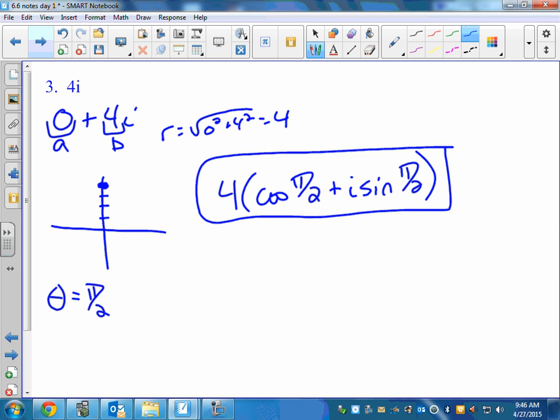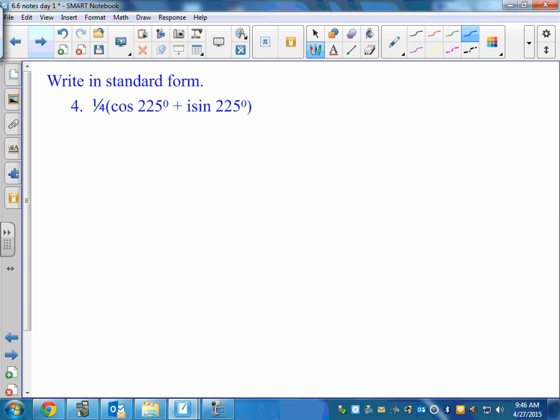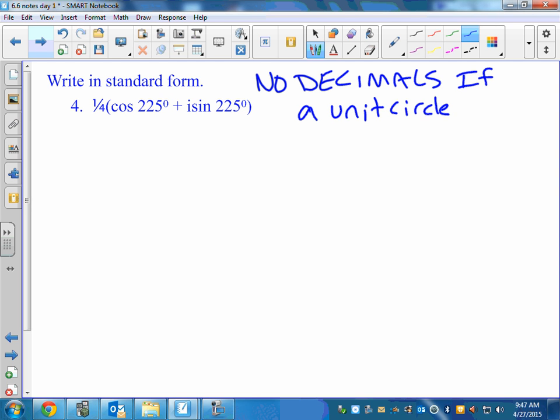What about going the other way? Sometimes they're going to give you angles that aren't in the unit circle, that aren't things you know, and you're going to have to give me decimals. But if they give you something that is in the unit circle, or is a multiple of something in the unit circle, I don't want decimals. Okay? No decimals if it's a unit circle angle.